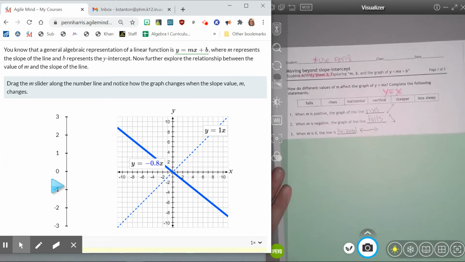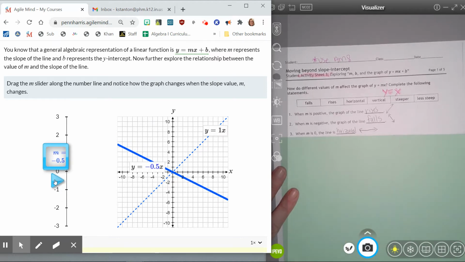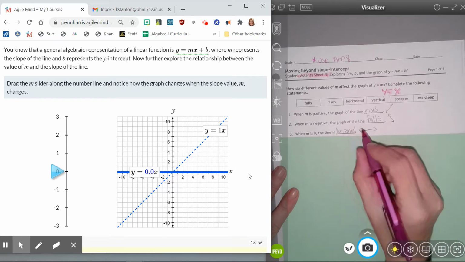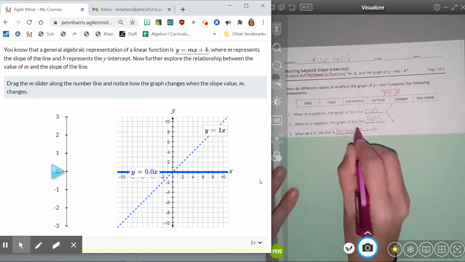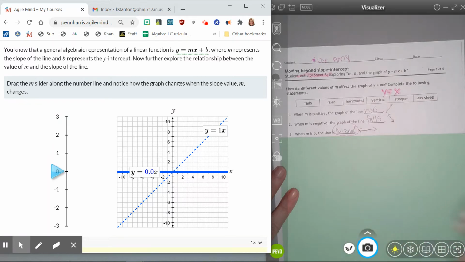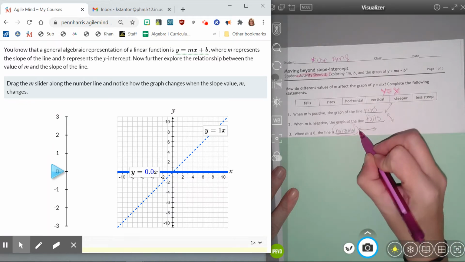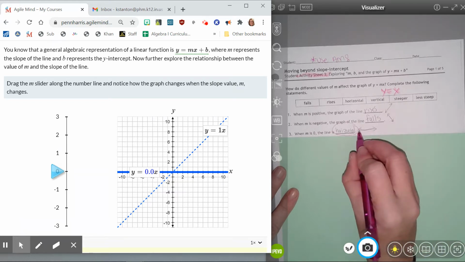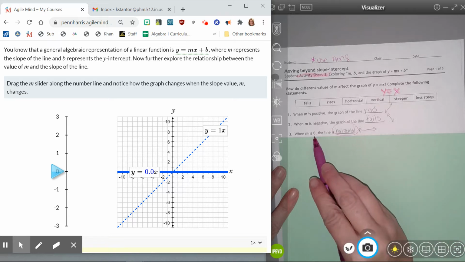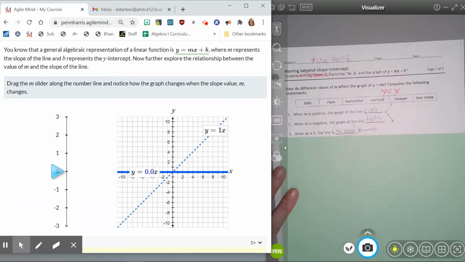So now they want to know when m is 0. Let's bring this little slider to 0 and see what happens. When m is 0, my line is flat. What we call flat, that's a fancy word right there, is horizontal. You guys just got to memorize. Remember that horizontal means straight side to side. When m is 0, a line is horizontal.